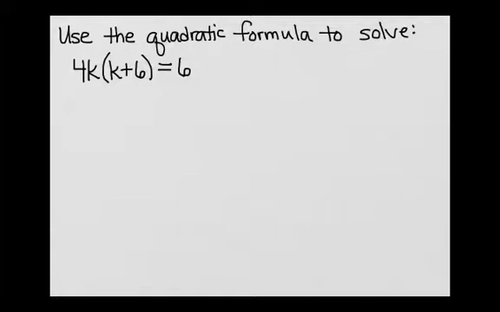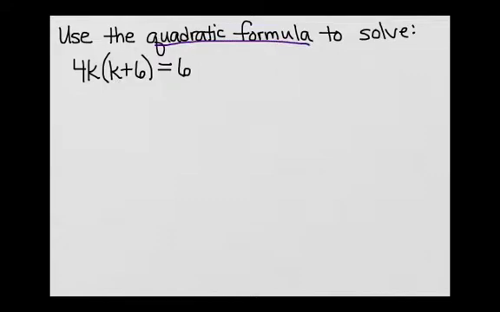In this video, we're going to do the following problem. Use the quadratic formula to solve. And the equation we're going to solve is 4k times the binomial k plus 6 is equal to 6. So this problem asks us to use the quadratic formula.